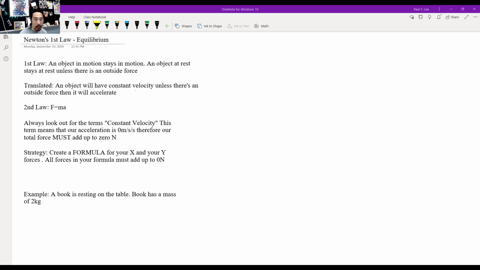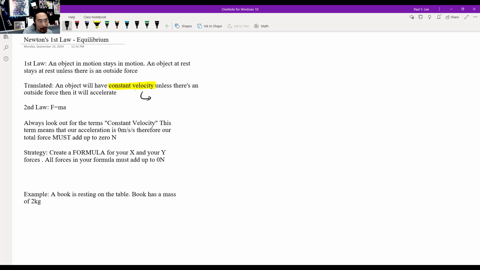So if I were to translate this, and this is like the translation that we'll be using in the classroom, I would be saying an object will have a constant velocity unless there's an outside force, and then if there's an outside force, it will accelerate. All right, so let's just do a couple of highlights. A object will have constant velocity. So the idea here is very powerful.